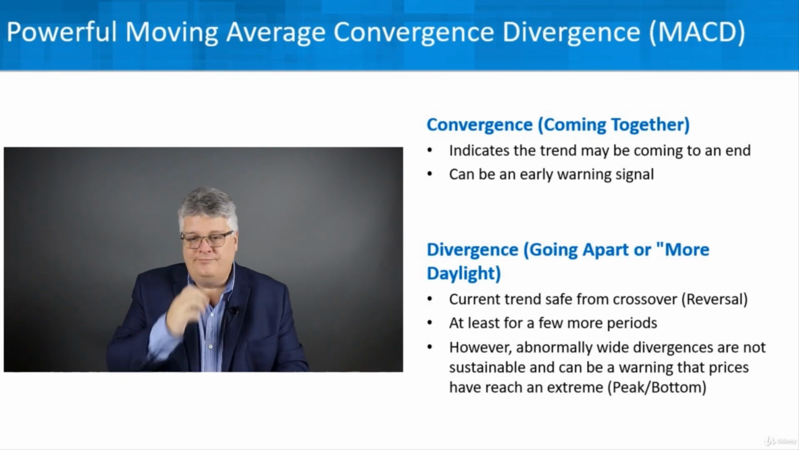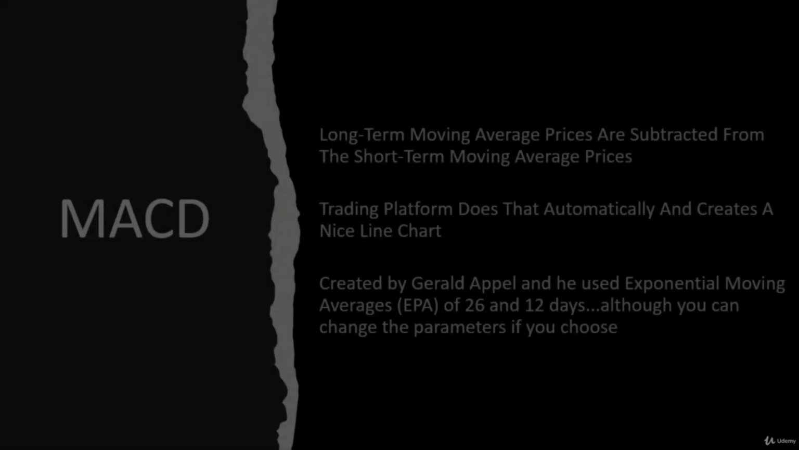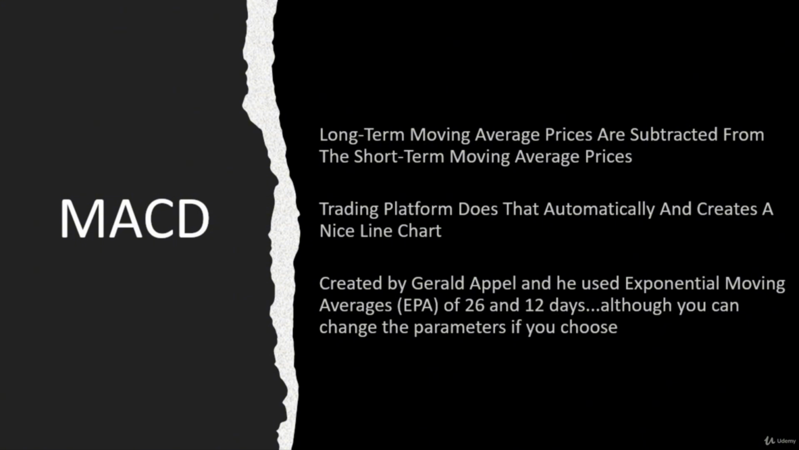So if we think about how it is calculated, you take the longer-term moving average prices, and they're subtracted from the short-term moving average prices, right? So it's kind of mathematical. The trading platform will do this automatically. You just choose that you want it to indicate the MACD, and then it'll create a nice line on your chart, or it'll create some information there for you.